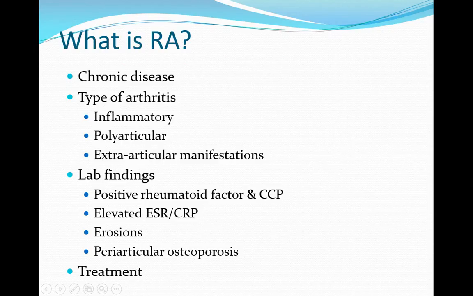RA is also a disease similar to gout that we talked about yesterday. There are many different kinds of arthritis, and there can be different manifestations in that a patient can have a flare-up and have an inflammatory response. They can just have it in their joints, or you can have extra-articular manifestations, which we'll talk about shortly. And you'll see specific lab findings in patients: they will have positive rheumatoid factor, they will have erosions in their bones and joints, and they can also develop osteoporosis.